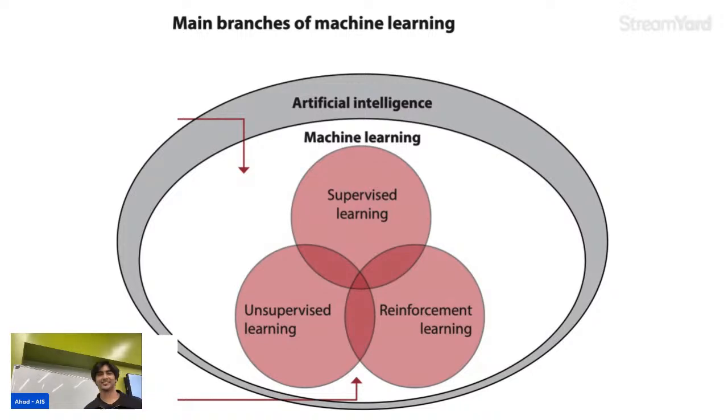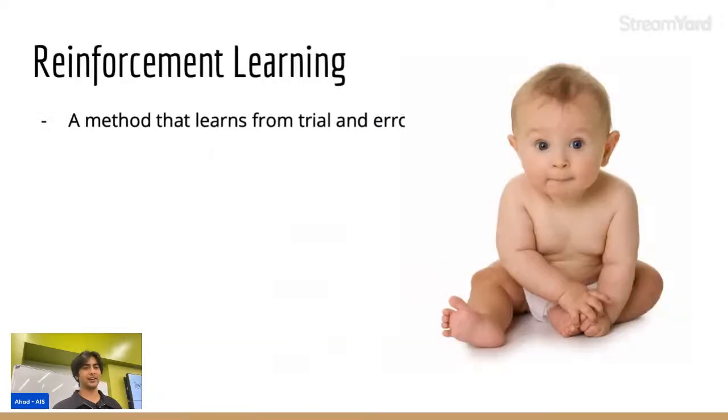I don't know if you have any questions about that so far, like maybe just what reinforcement learning is. The method of reinforcement learning basically learns from trial and error, where supervised learning learns from labeled data and unsupervised learning learns from unlabeled data. Those are the three main branches and their different meanings.